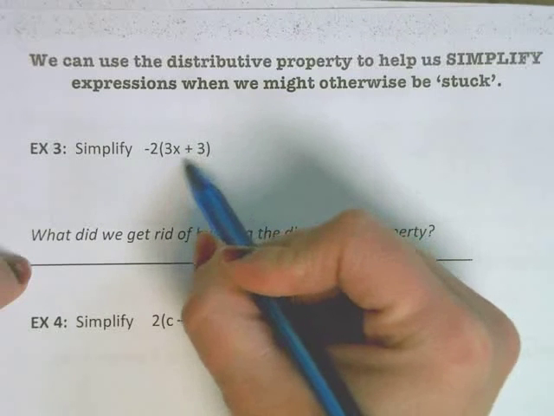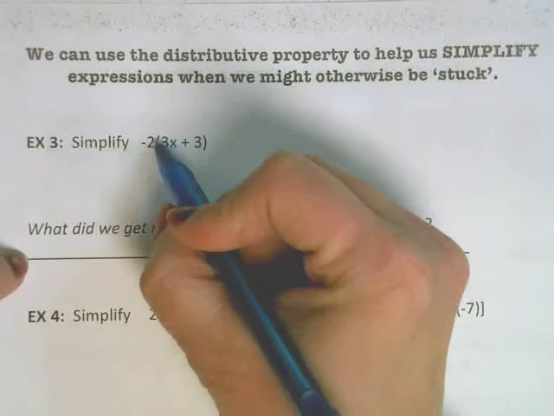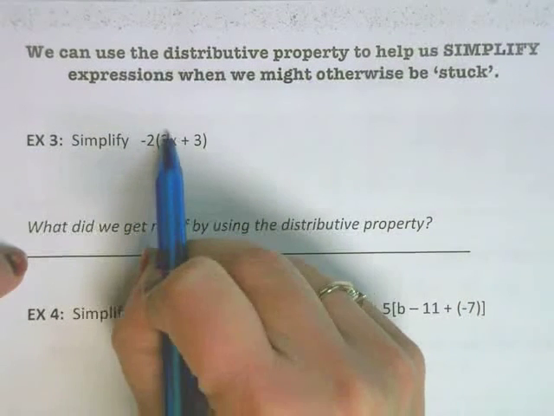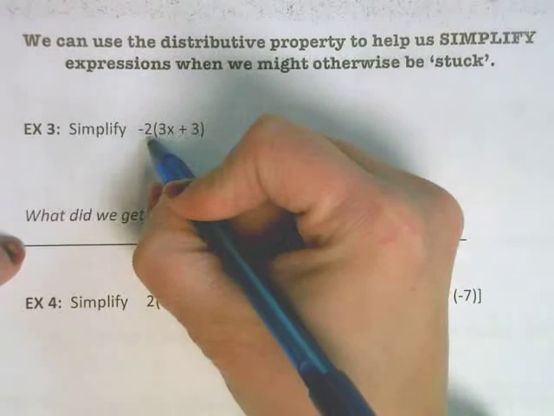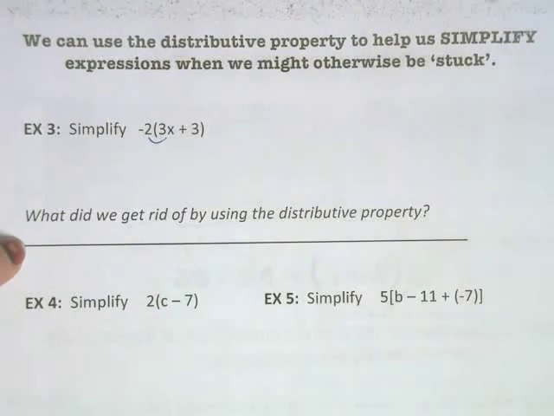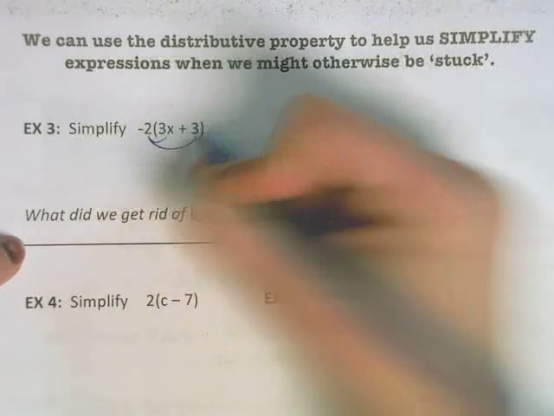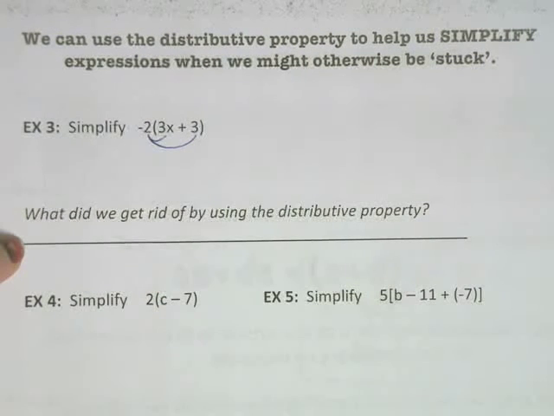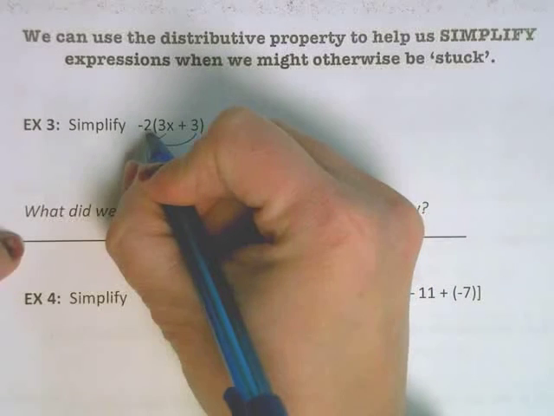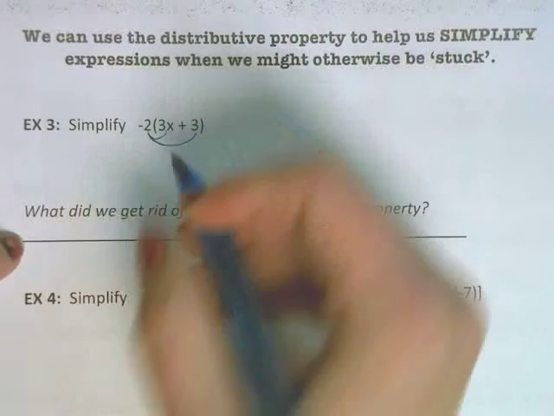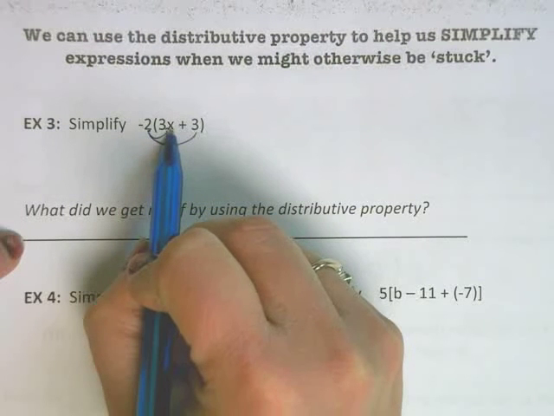I can't do anything, so I would be stuck, except that there's this -2 out front, which means -2 times this whole thing. So I'm going to use my distributive property and draw my little upside down rainbows here. I'm going to do -2 times 3x, and then also -2 times 3. I've got to multiply it by everything in those parentheses to distribute it. So what is -2 times 3x?